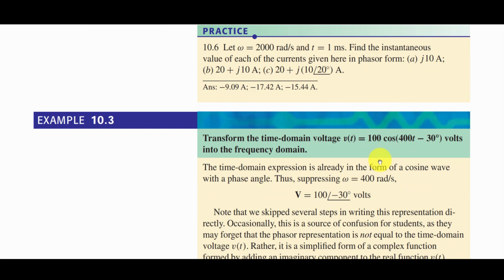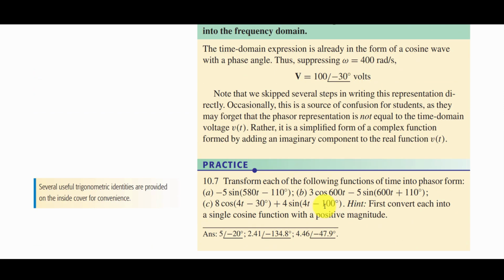Now if we have the time domain representation 100 cos(400t minus 30), we can just write 100 angle minus 30 volts, and the radian frequency 400 radians per second is written right next to it, but it's not explicitly identified. And e to the power j omega t is implied next to it, and that means this phasor is rotating at 400 radians per second in the anti-clockwise direction.